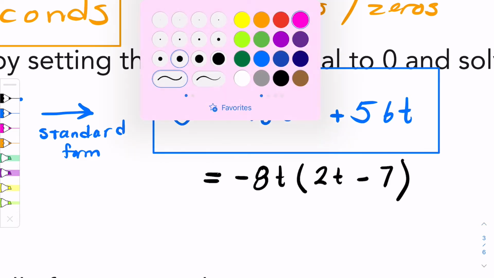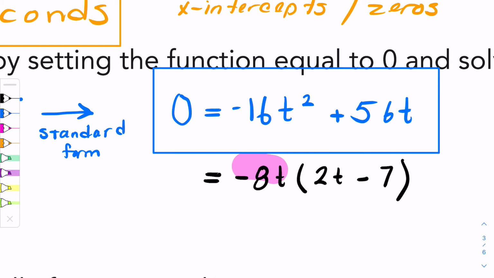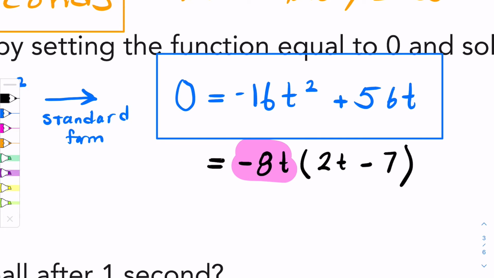So just to review that, sorry, we are taking out a GCF of negative 8t, left over is 2t minus 7. At this point, you can set each factor equal to 0. You have two linear factors. Linear factors are when you have a factor that has a variable with an exponent of 1.